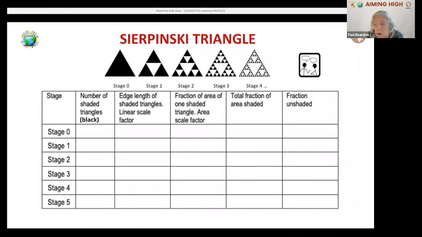So we suggest that now, having seen all that and talked about it, we pause and give you time to fill in the table. Just think through how you want to fill the table. And as we said earlier, even if you're doing it with primary children, the counting can still be done by them. And with the secondary children, there's this whole notion of length scaling factors, area scaling factors, and fractions of the area.